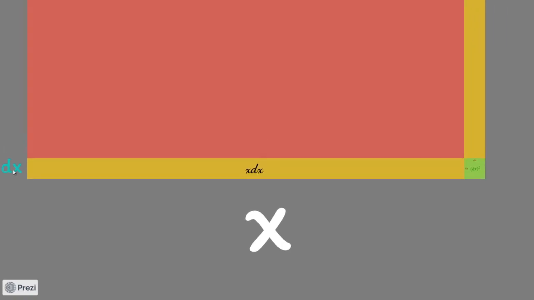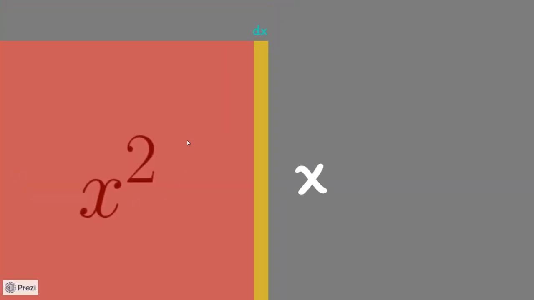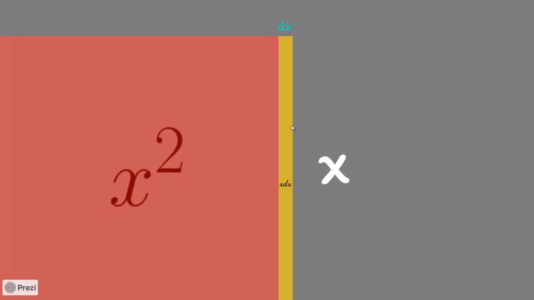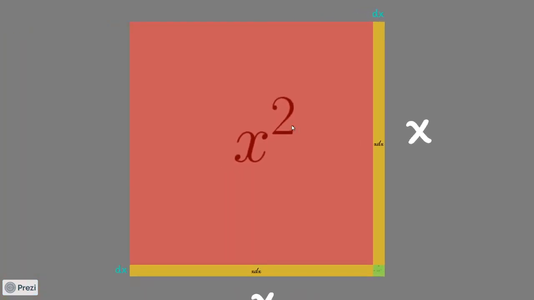What about this small rectangle? It will be length into breadth, x dx. What about this vertical small rectangle? x into dx, length into breadth, x dx. Perfect. So this is our final thing.